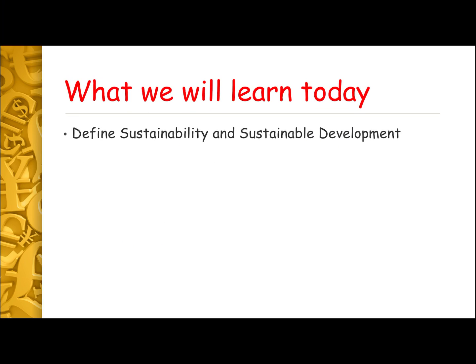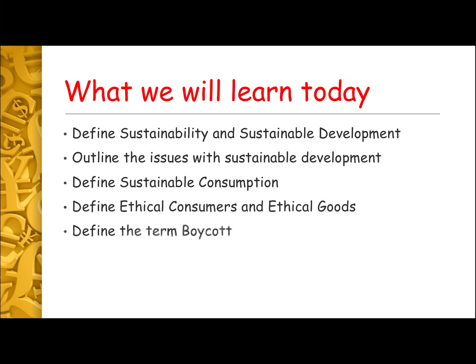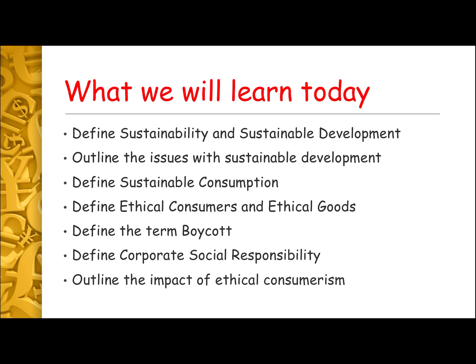So today we're going to be defining what sustainability and sustainable development is. We're going to think about what the issues are with sustainable development. We're going to look at what sustainable consumption means. We're going to look at what ethical consumers are and what ethical goods are. We're going to look at what the word boycott means. And we're going to look at the idea of corporate social responsibility. And then we're going to look at the impact of ethical consumerism and what impact that's had on businesses as a whole.